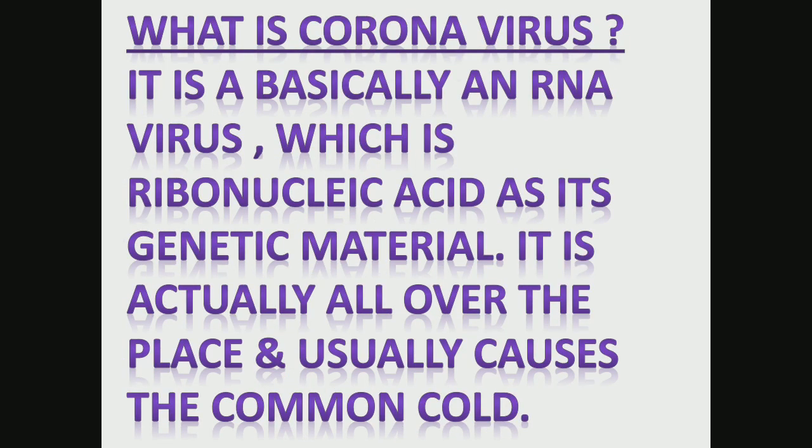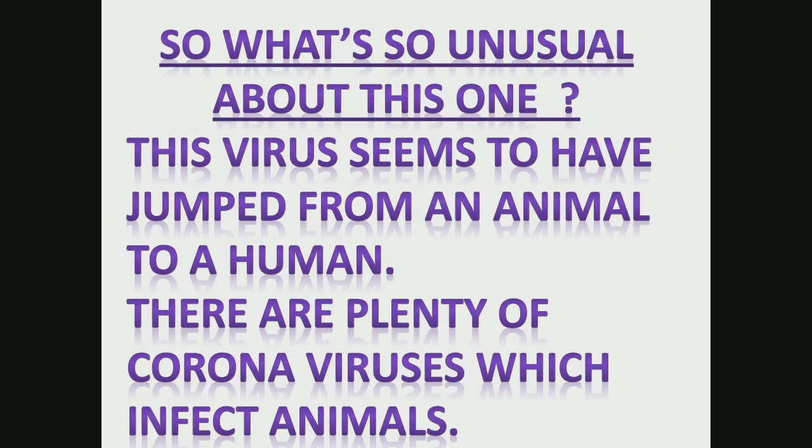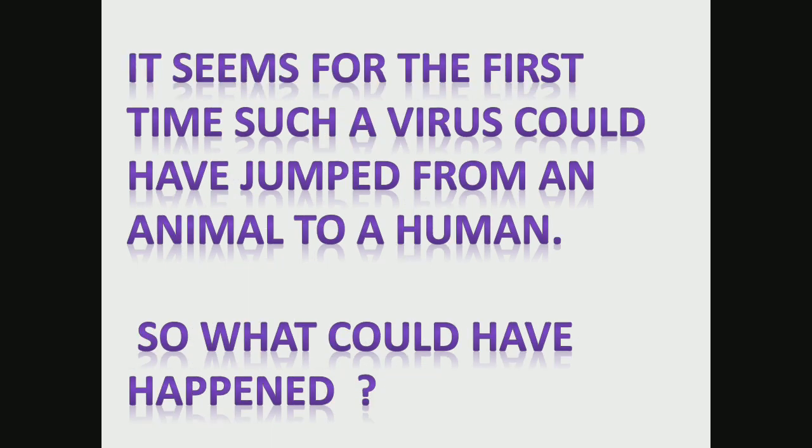Now, what is the coronavirus? This is basically an RNA virus, which has ribonucleic acid as its genetic material. It is actually all over the place and usually causes the common cold, along with some other diseases. So, what's so unusual about this one? This virus seems to have jumped from an animal to a human. There are plenty of coronaviruses which infect animals. It seems for the first time such a virus could have jumped from an animal to a human.